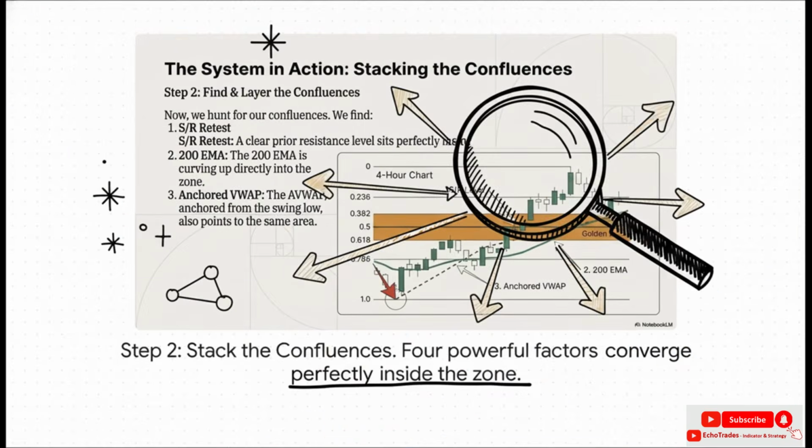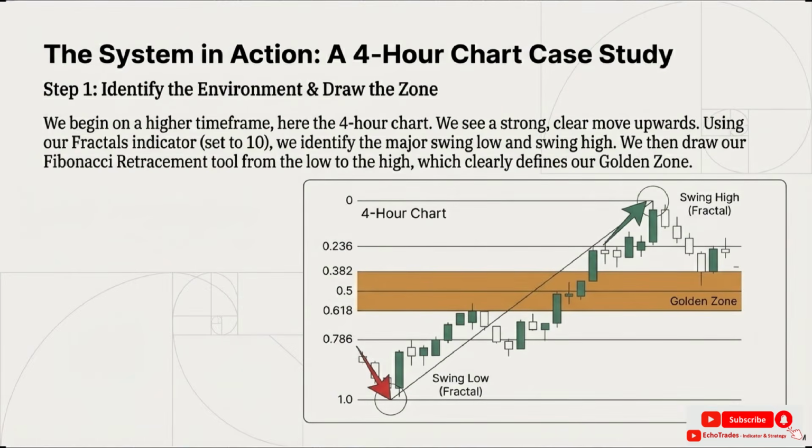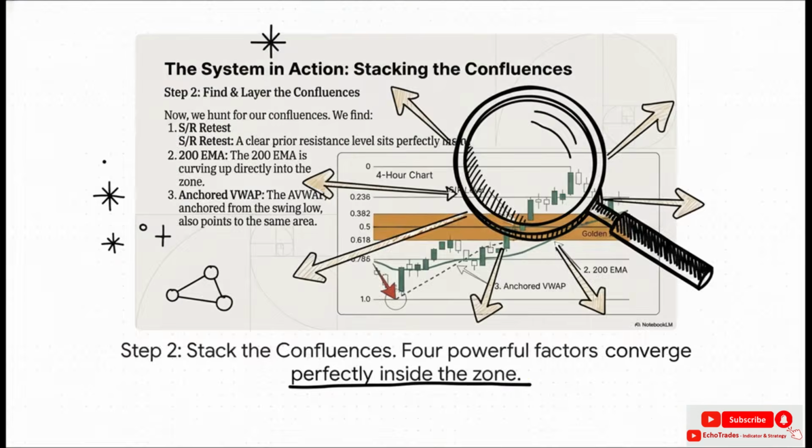Now step 2. This is where the magic really happens. We start looking for our confluence factors. And wow, just look at this. It's like a textbook example. First, check it out, a clear support/resistance flip level sitting right in the middle of our zone. Second, look at the 200 EMA curving up beautifully right into that same spot. And third, the anchored VWAP from the low, it's pointing to the exact same area. I mean, come on. That's our golden zone plus 3 other huge clues all converging in one tiny little area. That's a high probability setup if I've ever seen one.